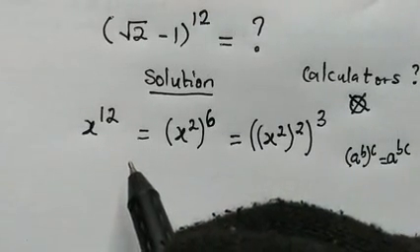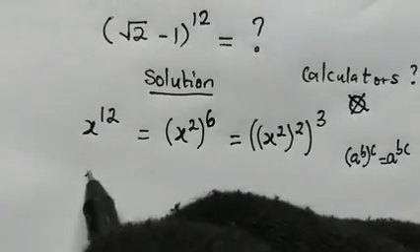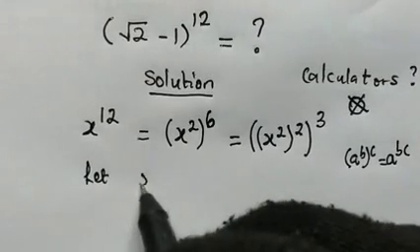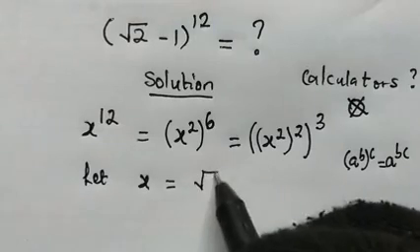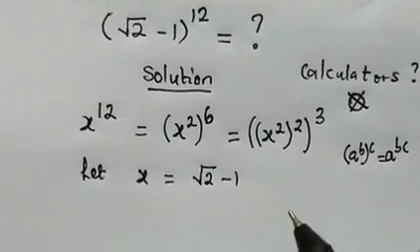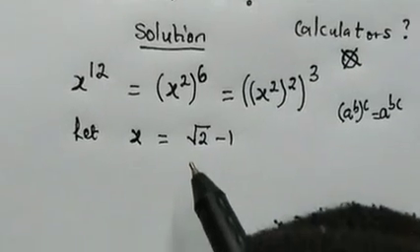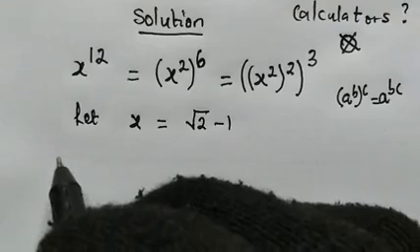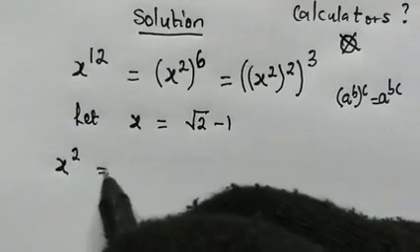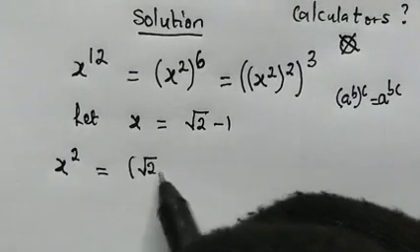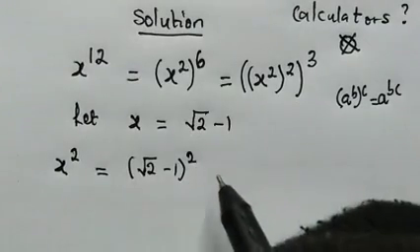So now, let's go back to the original problem. So we're going to let x equal root 2 minus 1, right? Then we're going to follow this, right? Okay, so let's find x squared. So x squared will be equal to root 2 minus 1 squared.